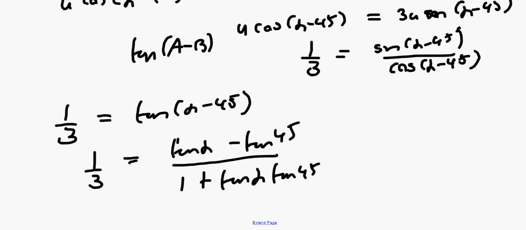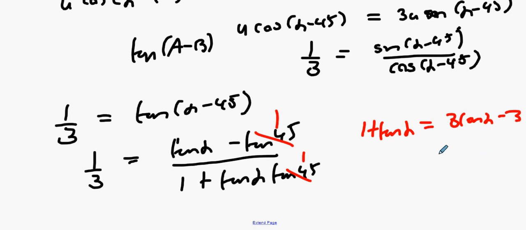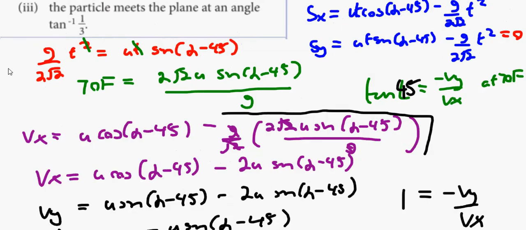What is tan 45? 1. Cross multiply, you're going to get 1 plus tan alpha equals 3 tan alpha minus 3. 2 tan alpha equals 4. Tan alpha equals 2. Is that what I was asked to find out?